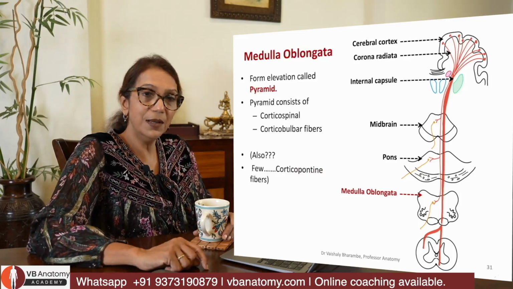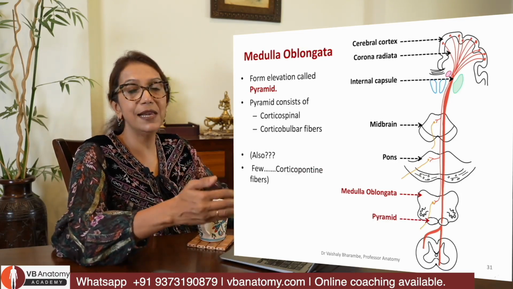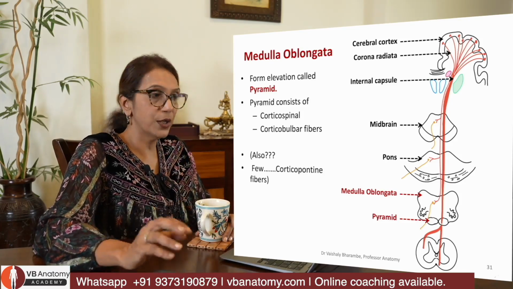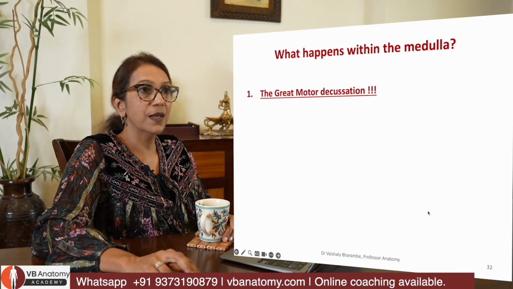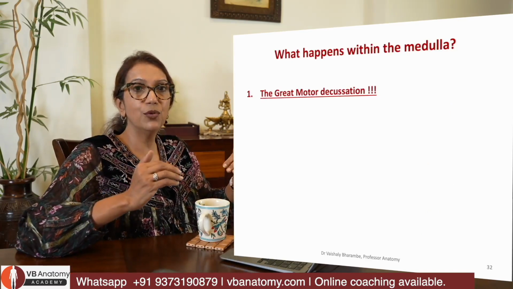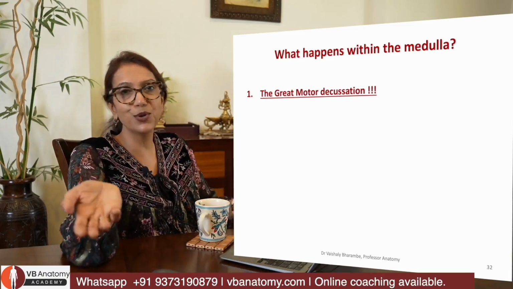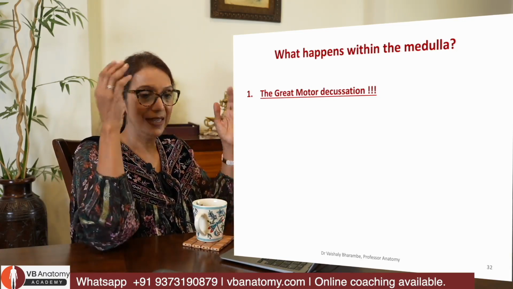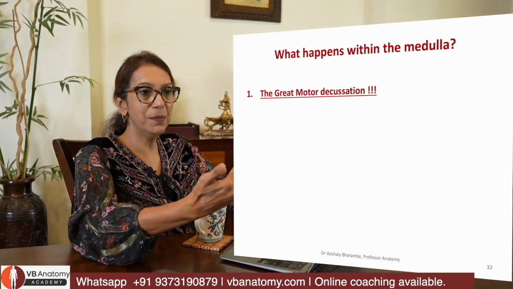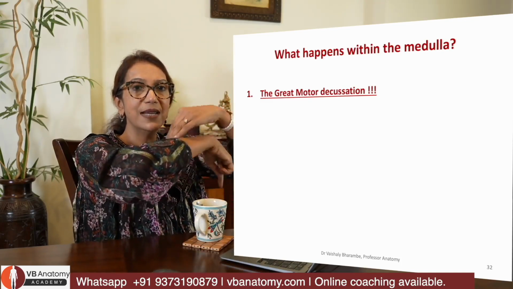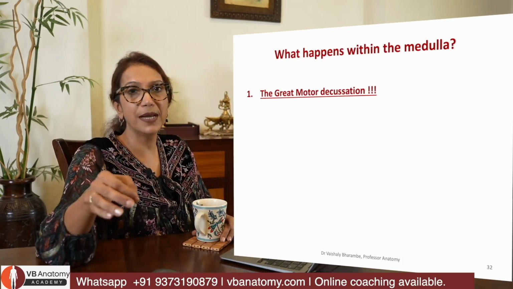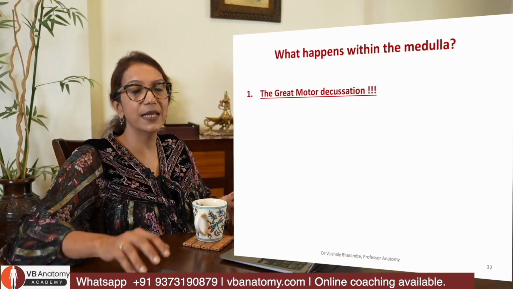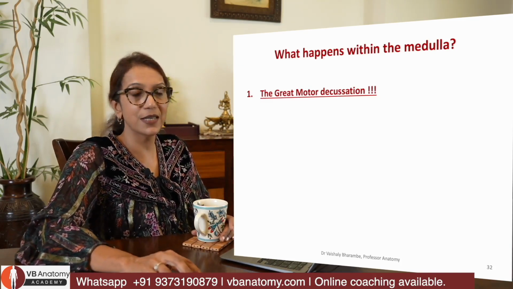Take a look. In the medulla oblongata, they produce an anterior elevation which is called the pyramid. Okay. The pyramid consists of corticospinal and corticonuclear fibers, and as they pass through the pyramid, they begin to cross over to the opposite side. Please use your hands. This may seem very childish, but it's creating motor memory in your brain. These are the pyramids. From the pyramids, the fibers cross over backwards and descend downwards as the lateral corticospinal tract and others. This crossing of fibers from anterior to posterior across midline is called the great motor decussation. Take a look.